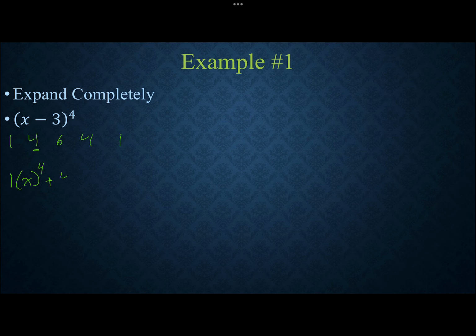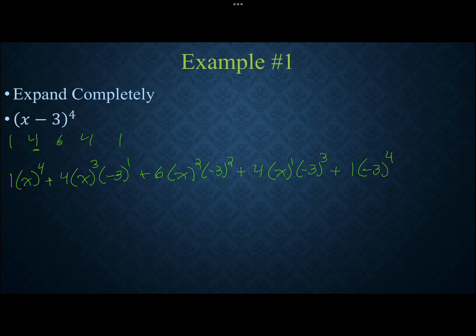And that's plus 4. Now that first term's exponent decreases, and the second term shows up as being raised to the first power. And the combination of those two exponents should always add to be the overall exponent. So 3 plus 1 is 4. We're good. We then have a 6. X now becomes squared. Negative 3 is now squared. And then we have a 4 again. X is being raised to the first. Negative 3 is being cubed. And then finally, we're at the end. The first term disappears. All it is just simply the last term raised to the final power.